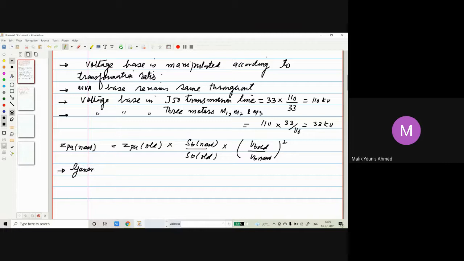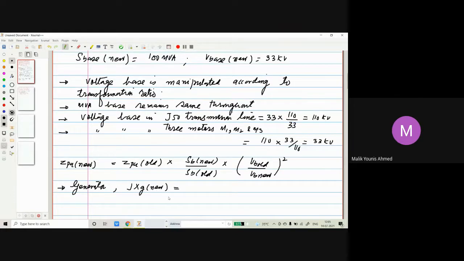Generator, let us say we will call it XG new, because that's the reactance only. It's a purely reactance. There is no resistance. Resistance is very small. We are neglecting it. You can have a look here.